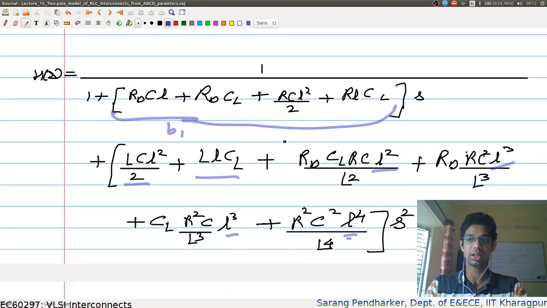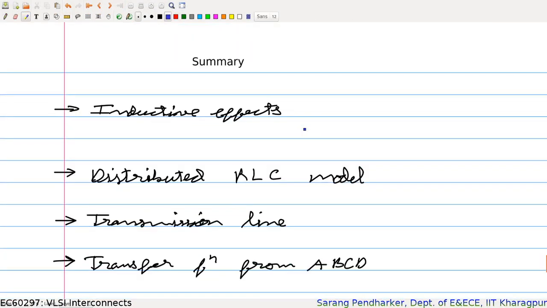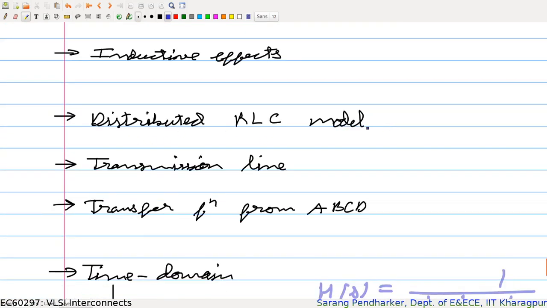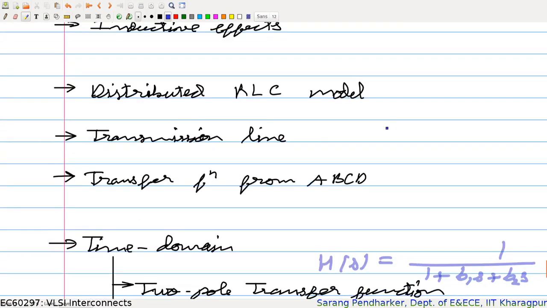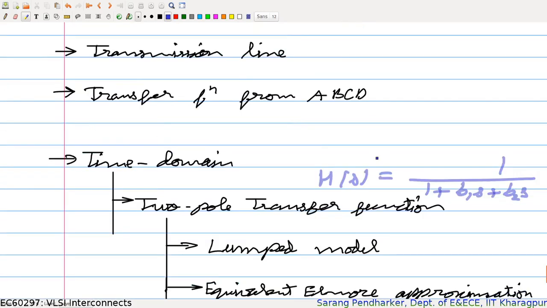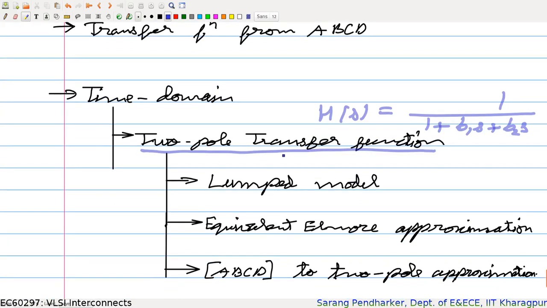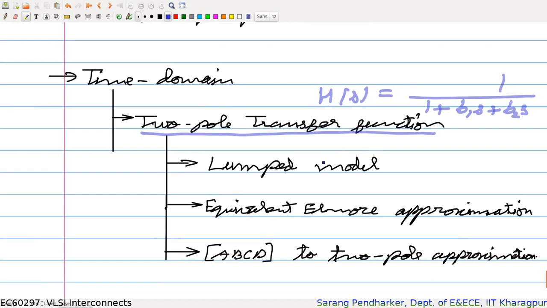Let me quickly summarize what we have seen today, or in this module. So in this module, we have discussed the inductive effects. We saw the distributed RLC interconnect model. We saw the transmission line theory for that. Based on the transmission line theory, we derived the transfer function of the ABCD parameters. To get the time domain response from the transfer function, we had two methods. We approximated the transfer function to a two-pole. So we had a two-pole transfer function, which was an approximation.